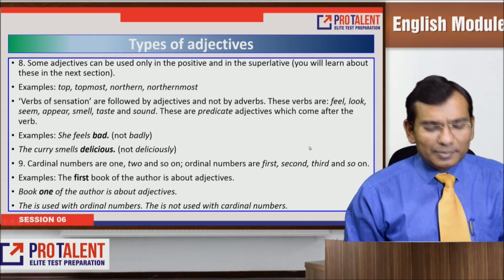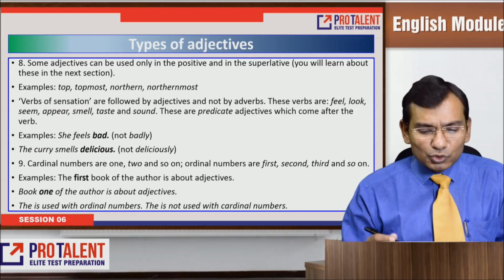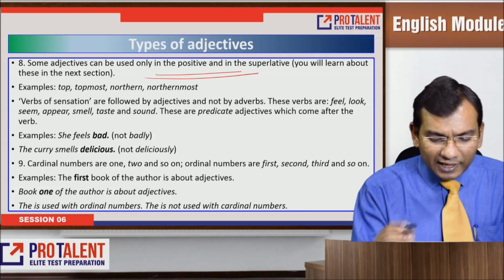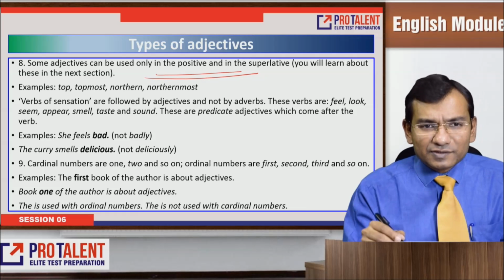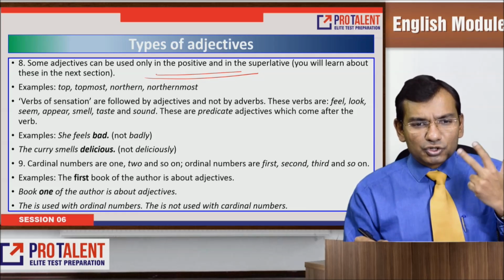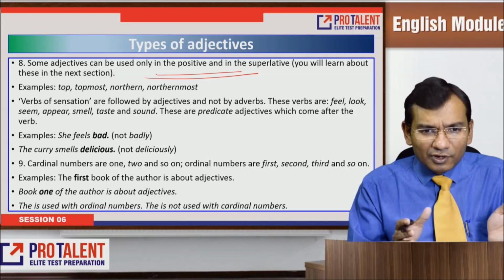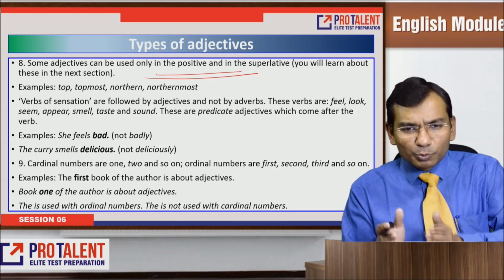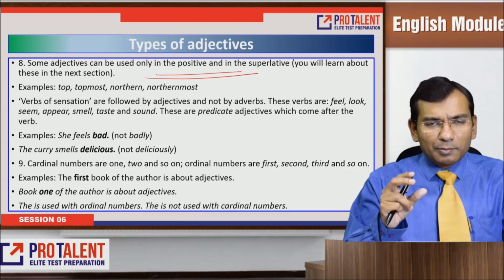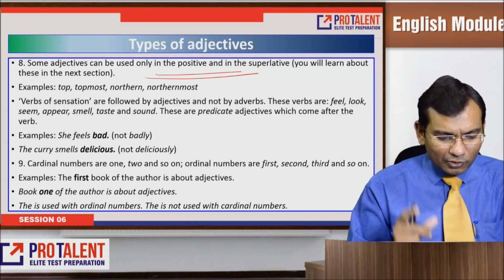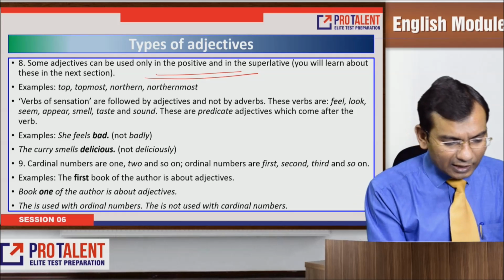Coming to number 8, some adjectives can be used only in a positive and in the superlative scenario. Top, utmost, northern, northernmost. So they are basically a sort of positive or they are all used in a superlative. अभी हम थोड़ी देर में देखेंगे जब हम कंपैरिजन की बात करेंगे तब. ओके, सो ये ध्यान रखिएगा.